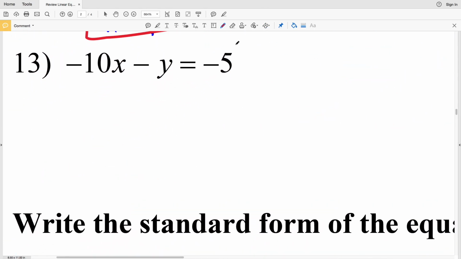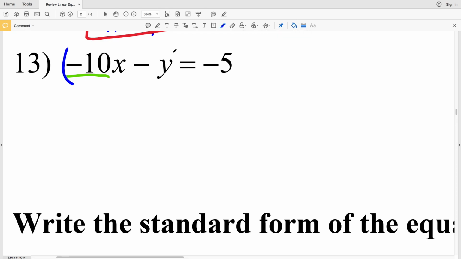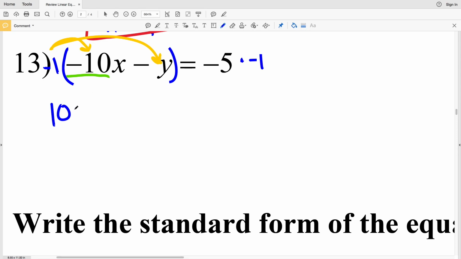In number 13, my x and y are already on the same side of the equation. However, my a is negative, and a cannot be negative, so we're going to start by multiplying both sides of the equation by -1. Distributing my -1 to the -10x and to the y, I'll get positive 10x minus, since I'm subtracting y, -1 times y, which is -y.